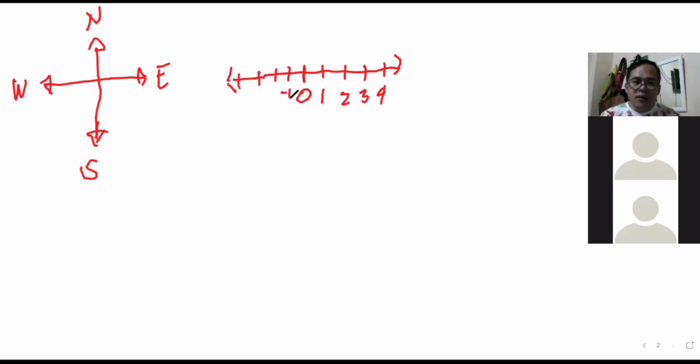Negative numbers, sir. Okay, correct. All are negative numbers. Going to the left, decreasing. Going to the right, increasing. So negative 1, negative 2, negative 3, negative 4. So you can deal with this line, or this is a horizontal line. Now in your math, this is an x-axis.